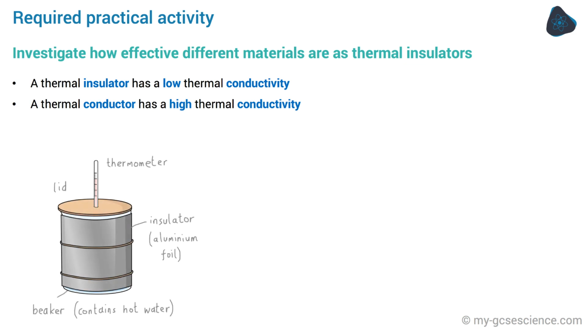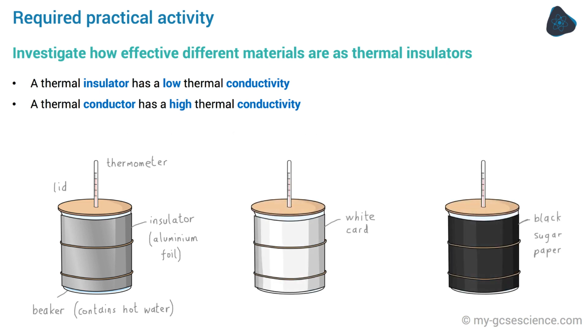Wrap a beaker in an insulating jacket, like this aluminium foil, pour in some hot but not boiling water, place a lid on top with a hole in the middle to allow the temperature of the water to be measured using a thermometer, and then measure the decrease in the water temperature over a set period of time. You can then go on to see how changing the insulator used affects the temperature decrease of the water.